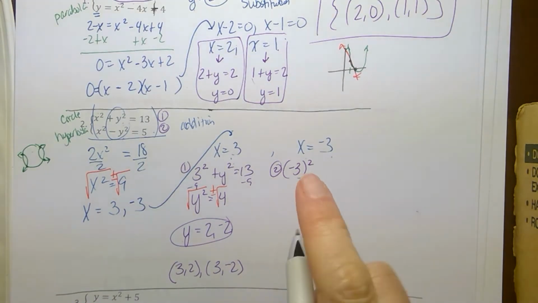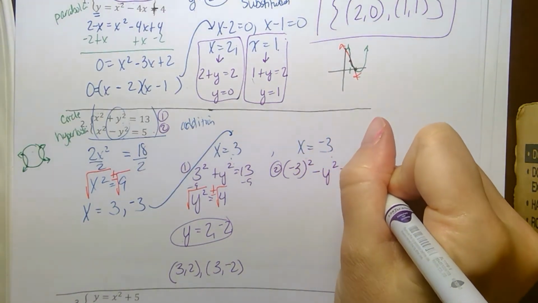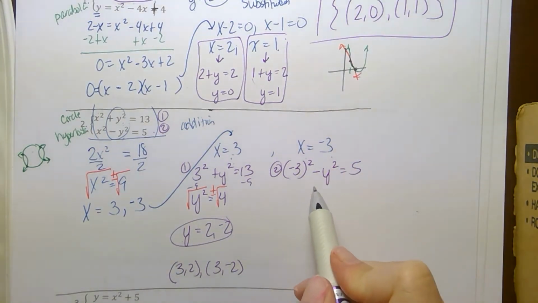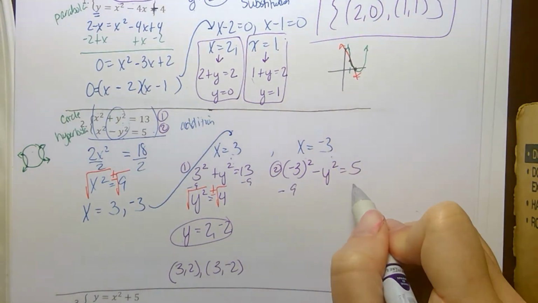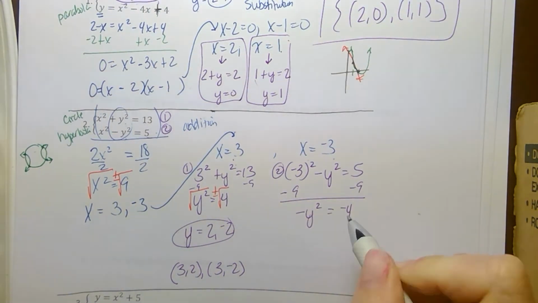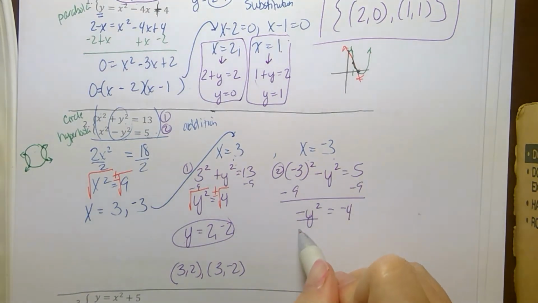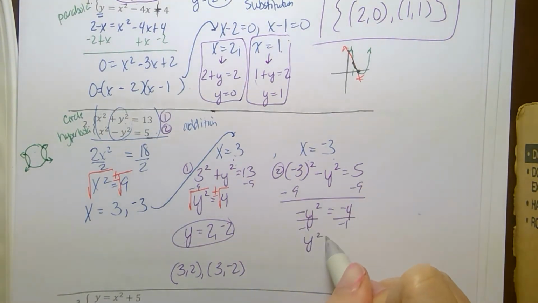It becomes a positive 9. So I have minus y squared equals 5 minus 9. So I'm going to subtract 9, and I get negative y squared equals negative 4. Well, I've got to take care of that negative before I do anything else, so I'm going to divide both sides by negative 1. And I get y squared equals 4.